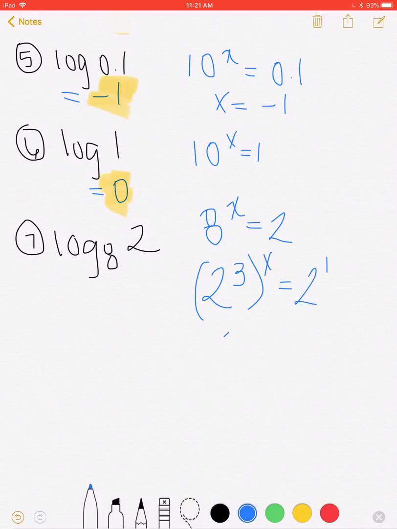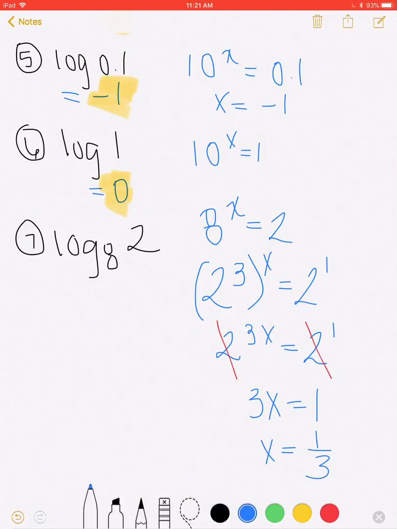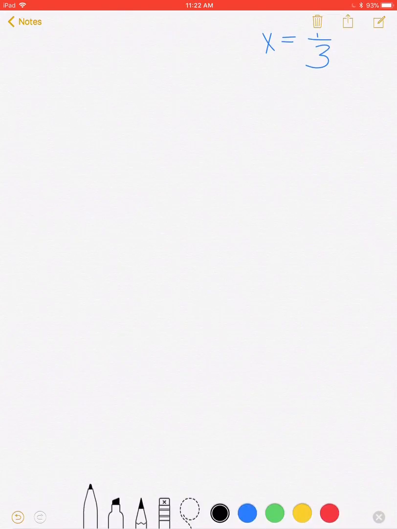So we're going to take out that 8, replace it with 2 to the third, and then using the property of exponents, an exponent raised to an exponent, we multiply. Now we have the same base, we can get rid of them, and just set the exponents equal to each other. So we have 3x is equal to 1, solving for x, we have x is equal to 1/3, and there's our final answer. So here we had two exponential properties, power raised to power, and also our equality property.